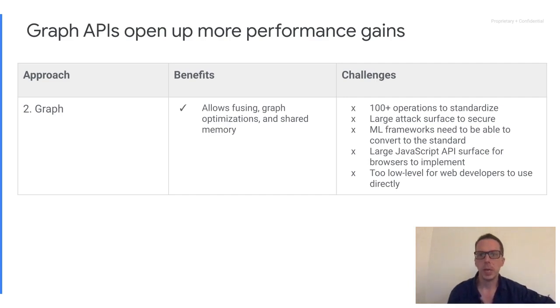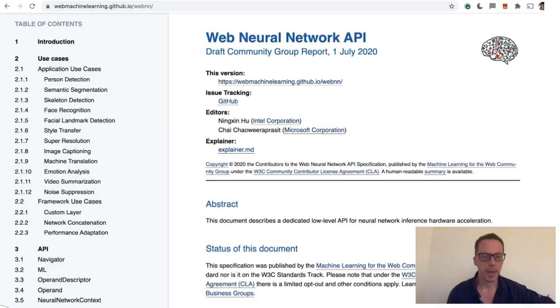Slide 13. You can learn more about the Web Neural Network API proposal on the website. There's a whole bunch of information and some active GitHub issues and threads and discussion that's been going on.